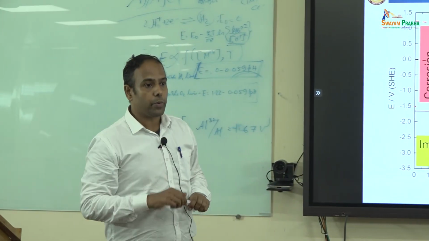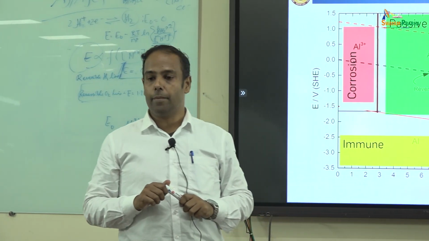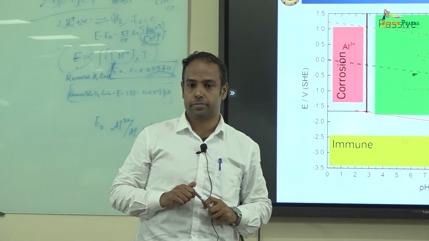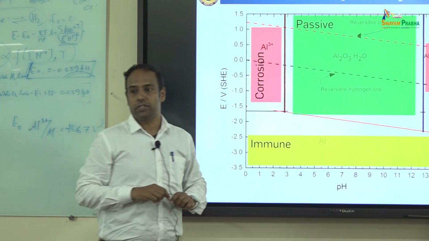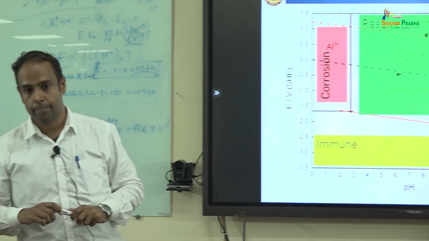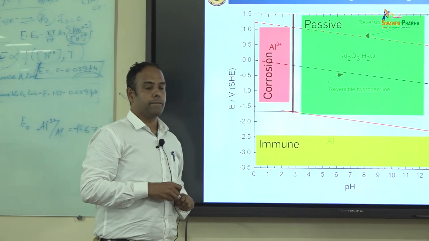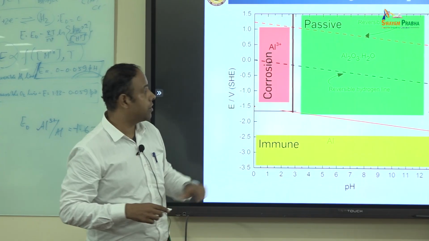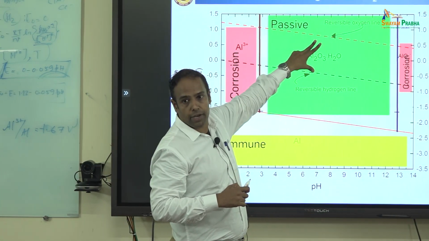So, now I ask you a question. Can I electrodeposit aluminum from aqueous solution? Repeat the question. Can I electrodeposit aluminum from aqueous solution? You can electrodeposit. Why? Recall, this is your reversible hydrogen line. Within this window, water remains water.